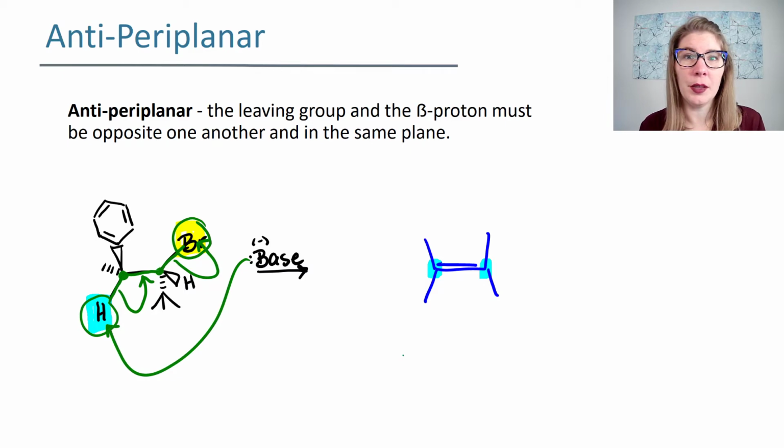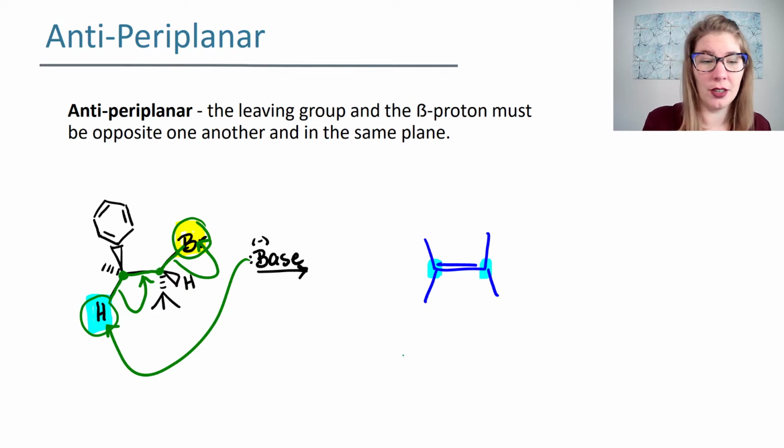If they're in the plane of the page, then what will happen is they are trigonal planar. They lose that wedge dash. What we need to be able to do is look at our initial structure and figure out where the groups are going to be with respect to one another. I'm actually going to erase these arrows so that I can redraw on this structure.